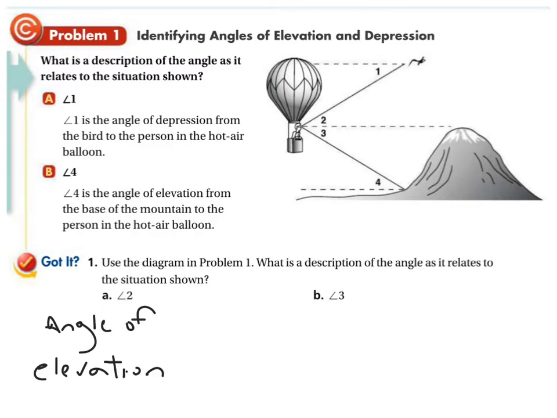And for 3, same person. Now they're looking down. Looking down means a depression, down towards the base of the mountain. So that would be an angle of depression. That's it. That's how you do this. That's just the first part of it, of course, but it's important to just know it and identify it. Let's keep going.